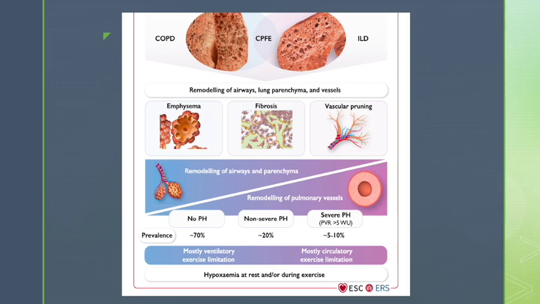And this determines the degree of pulmonary hypertension and causes its consequences of exercise limitation, initially a ventilatory limitation, which may eventually progress to a circulatory limitation of exercise. So treatment of the pulmonary hypertension component is important to make sure your patient does not experience hypoxemia or exercise limitation. Here you divide it into no PH, non-severe PH and severe PH, and you see most patients will not have pulmonary hypertension initially, but 5 to 10% may end up with severe pulmonary hypertension.